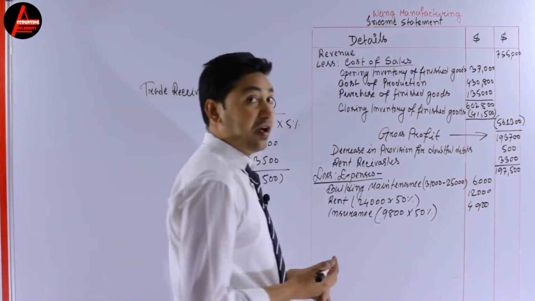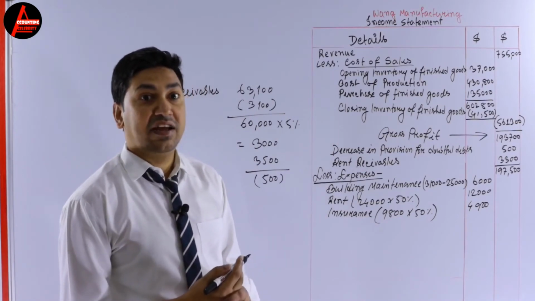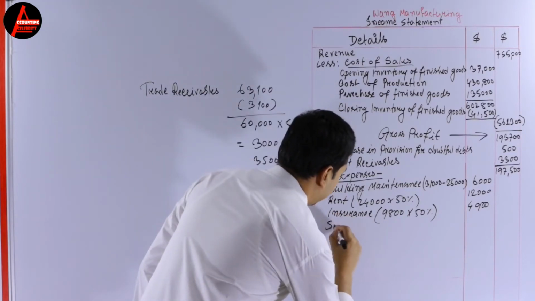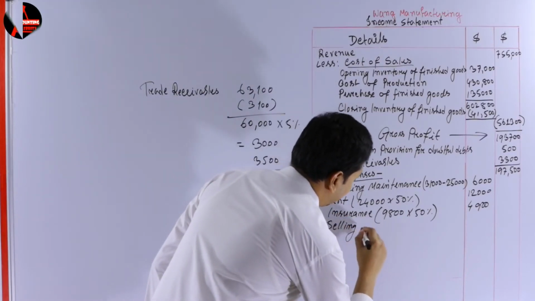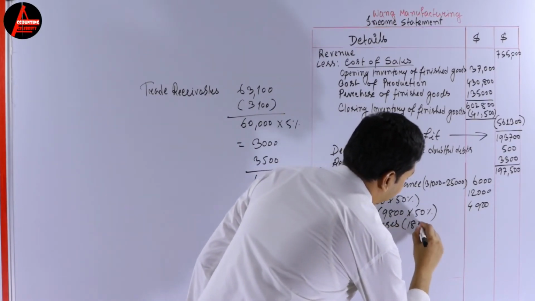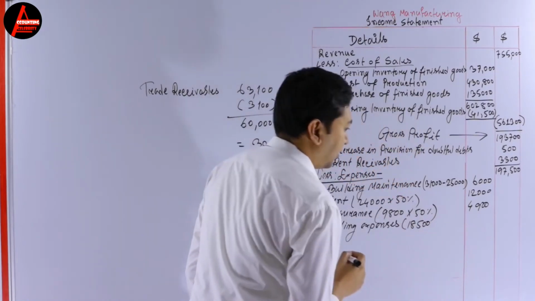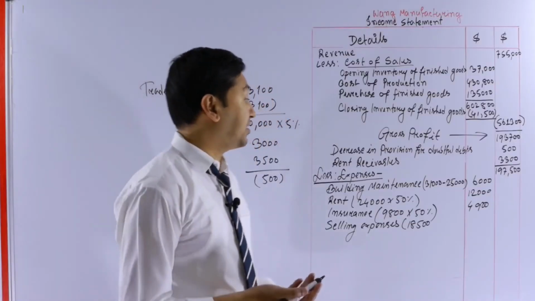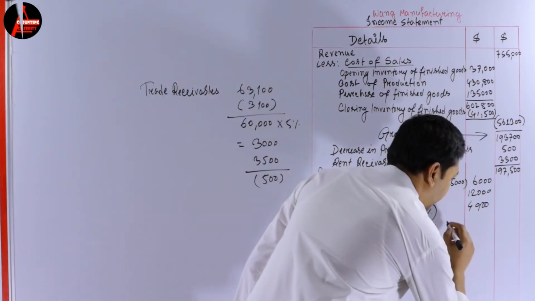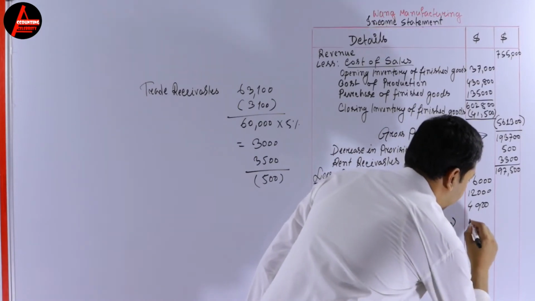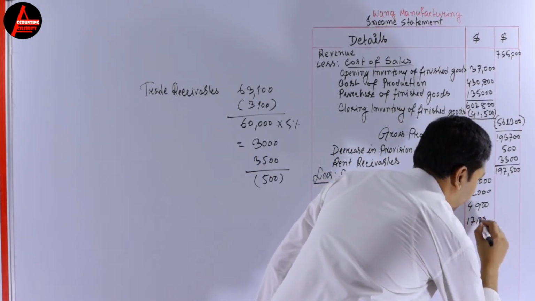Okay, then we have here in the question selling expenses, which is $18,500. So write selling expenses $18,500. Okay, look at the adjustment number 4. What is written? Selling expenses of $1,400 were prepaid, means advance. So let us write here $1,400. If we subtract, your answer is $17,100.